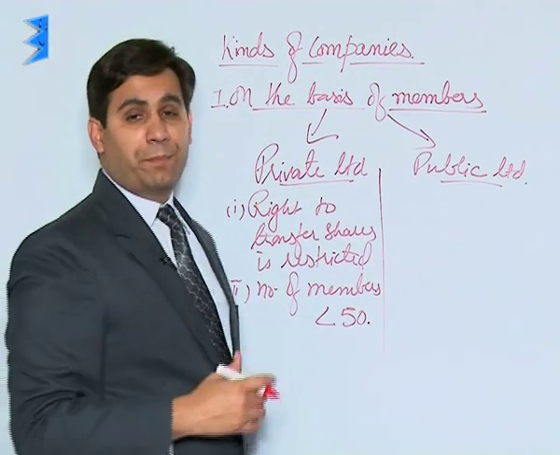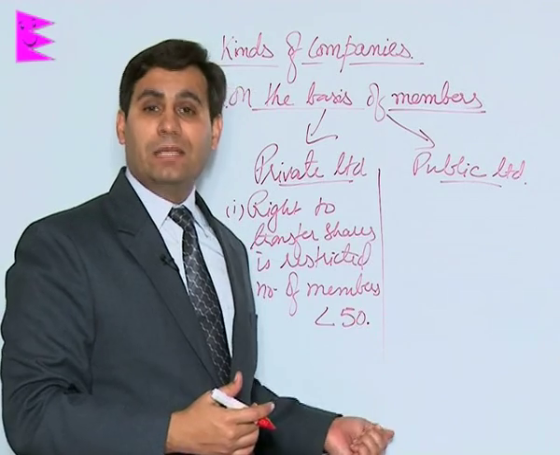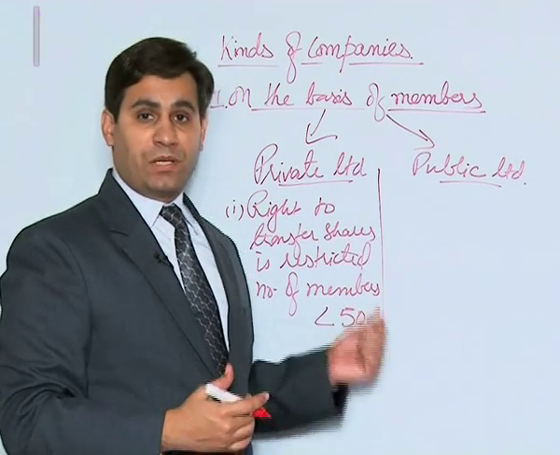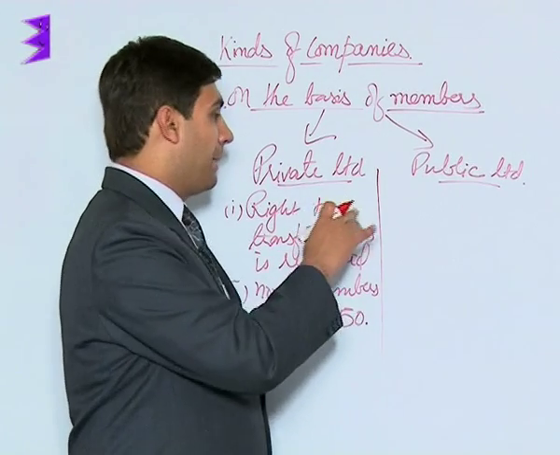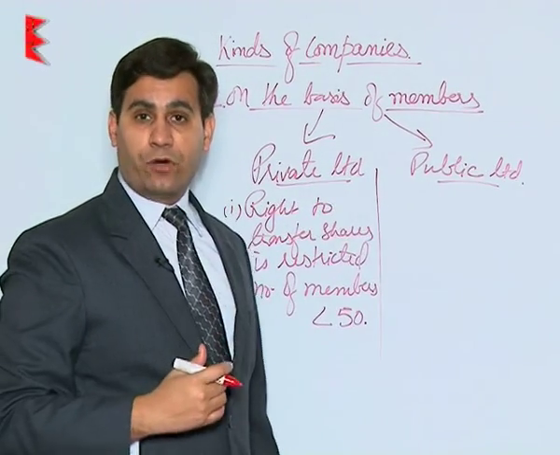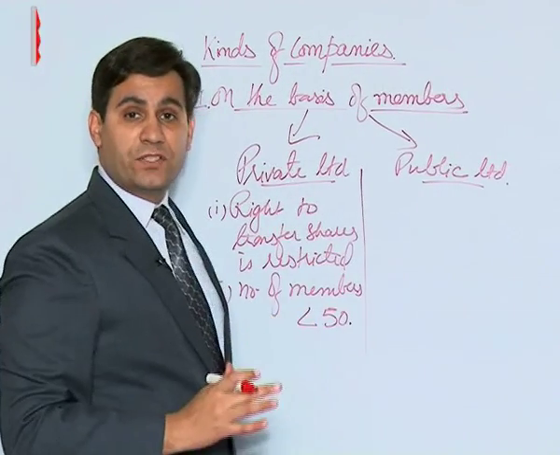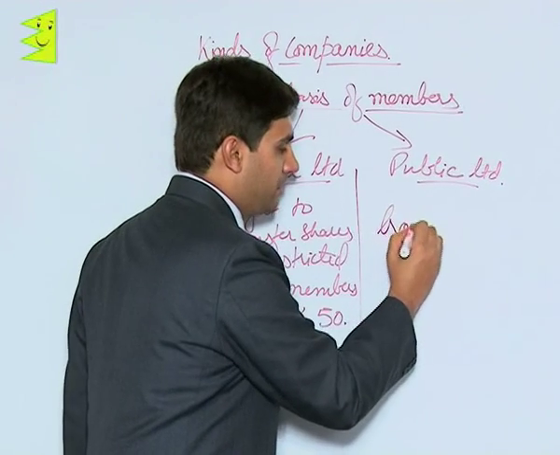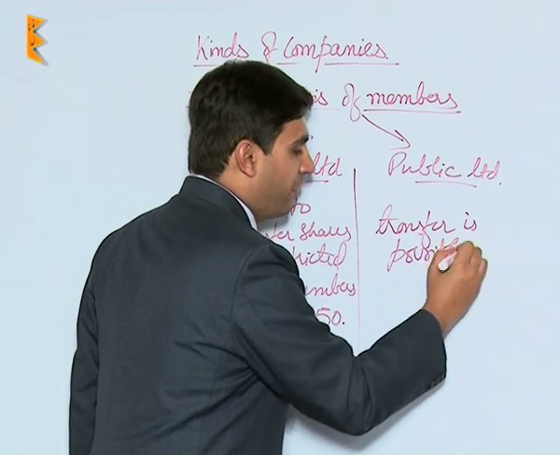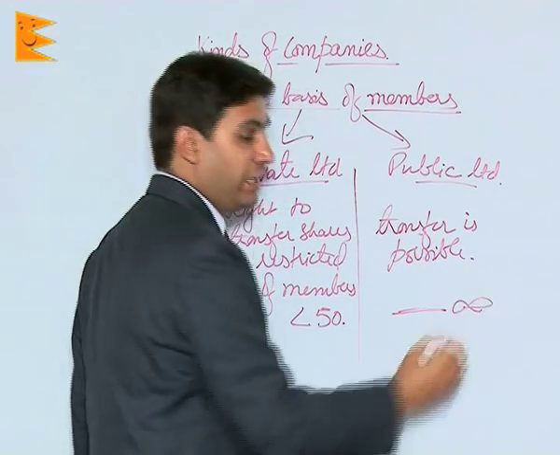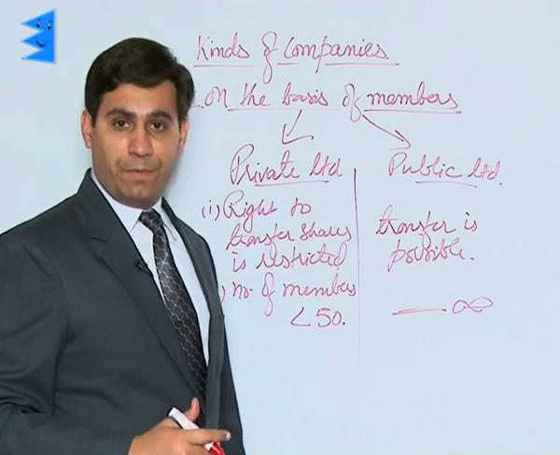Coming to a public limited company, a very simple definition: any company which is not a private limited company is a public limited company. Right, students? Then there are basic technical differences, like in a public limited company, minimum 7 members are required to form it. Then there is a clear-cut right to transfer shares, like transferability is possible. Number of members can go up till infinity, right? There is no restriction on maximum number of members.